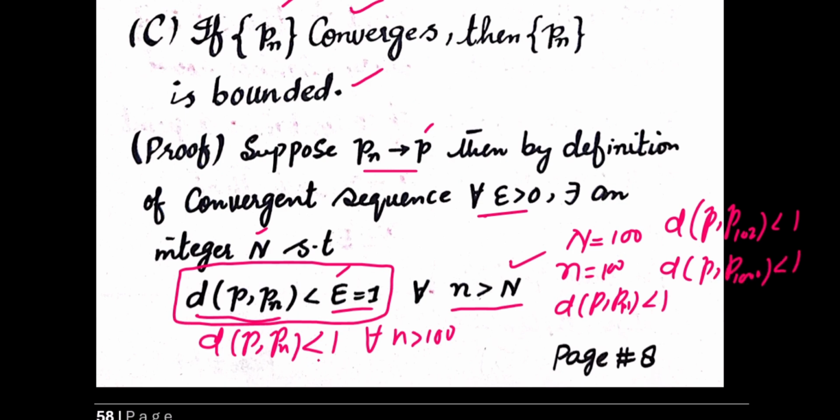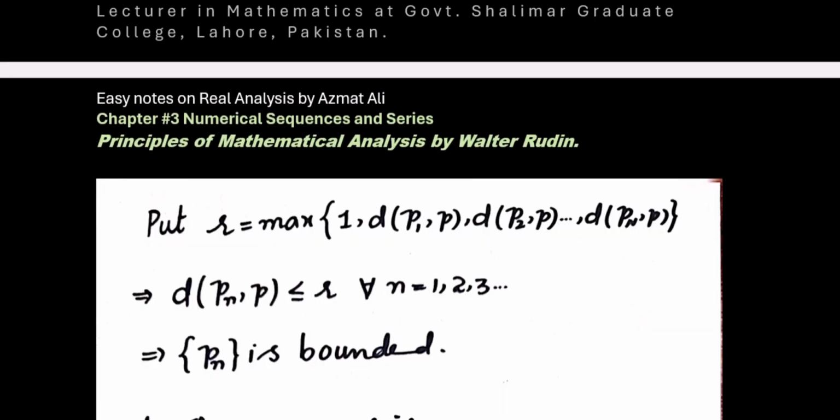So this shows that this tail, the sequence of terms with index greater than capital N, is always within distance 1 of p. So I can say that all the terms N plus 1, N plus 2, and so on, are always bounded by 1.